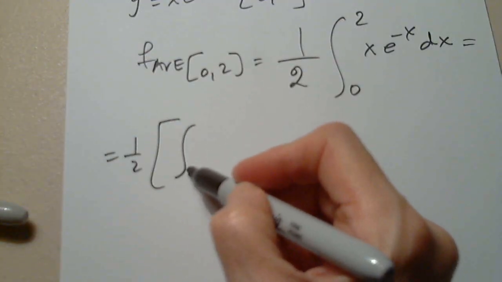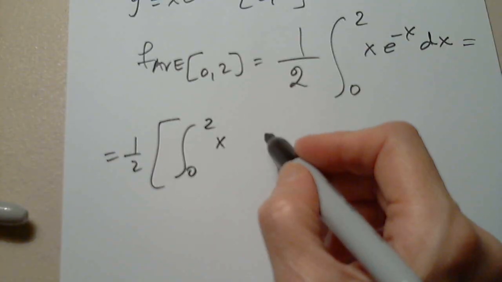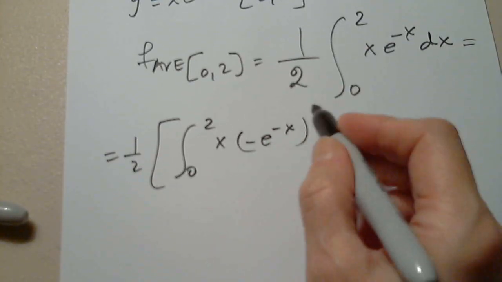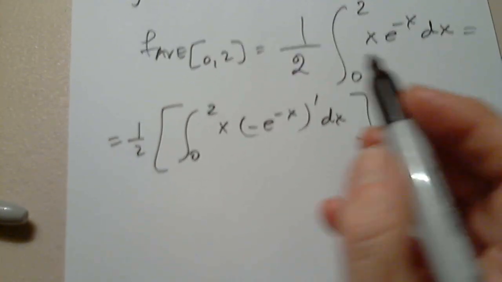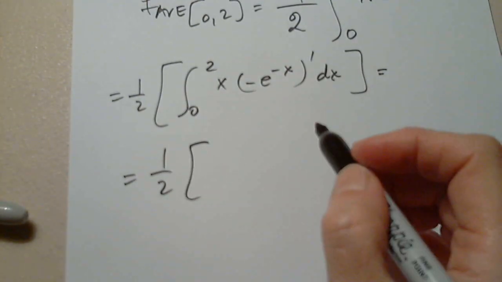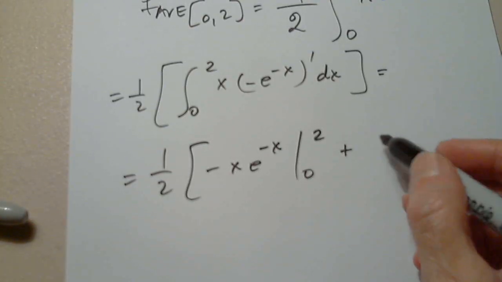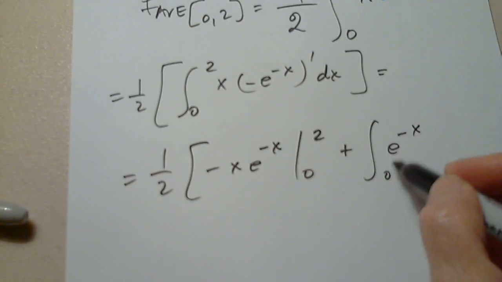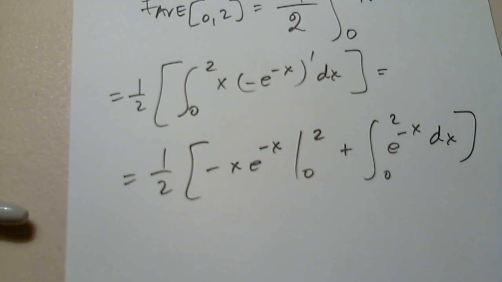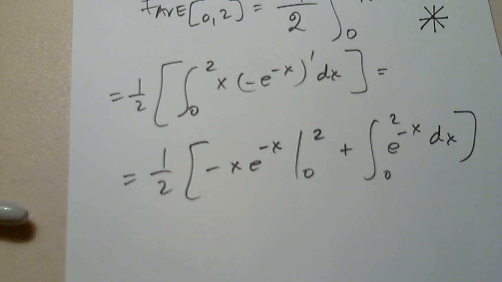So this will be the integral from 0 to 2 of x e to negative x dx. So I don't think this will work with anything else but integration by parts. You do not have to do this, of course. Yes, it will not work with anything else. So unfortunately, we have to use integration by parts.